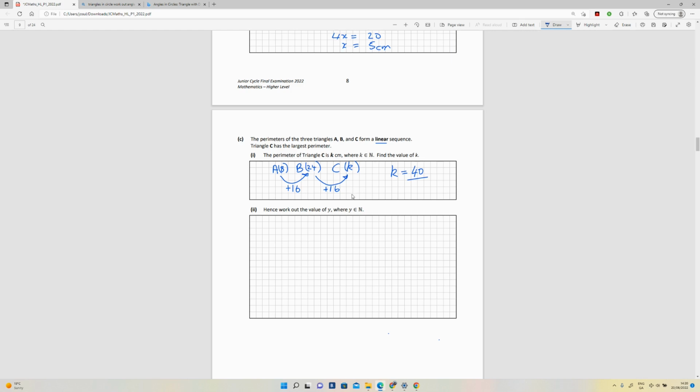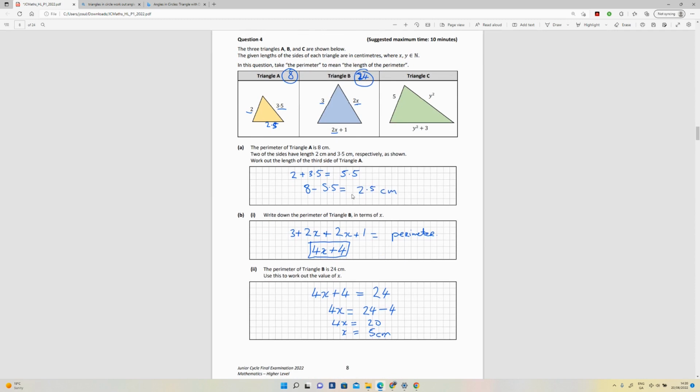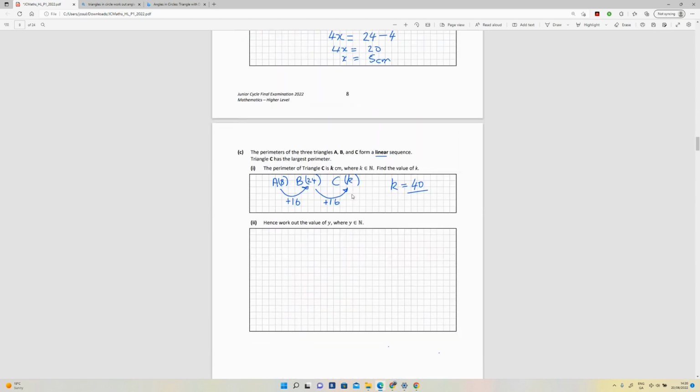Hence work out the value of y, where y is a natural number. So let's go back up and see what y was. So y is again listing one value in terms of two sides of that triangle. So we've got 3 there. We've got a 5, which is fixed. We've got a y squared plus 3. Okay, so we need to turn that into an equation. So let's just write down our 5 first, which is one of the sides. So 5 added to y squared, which is one of the other sides, plus y squared plus 3 is equal to 40, which we take from above because that's the perimeter now.